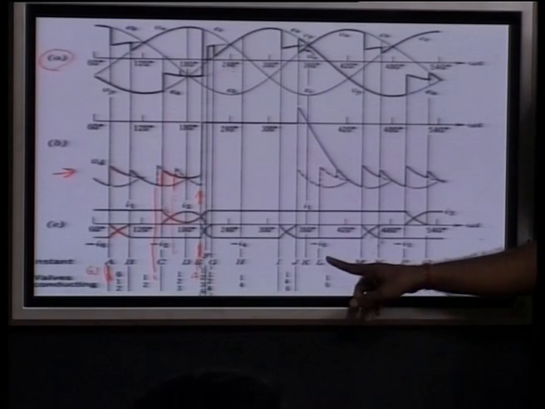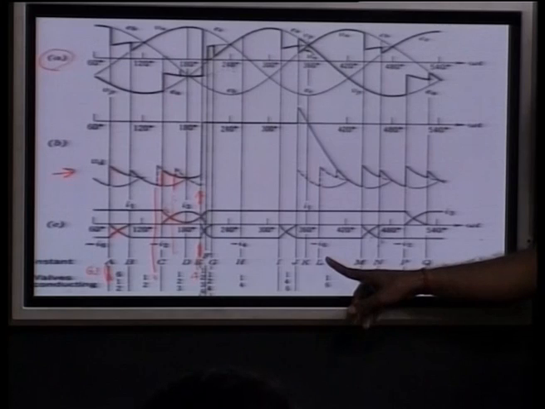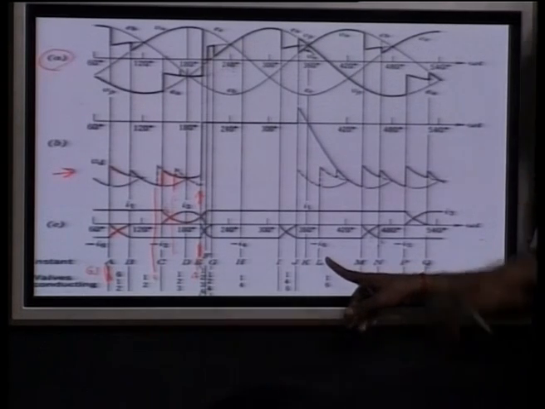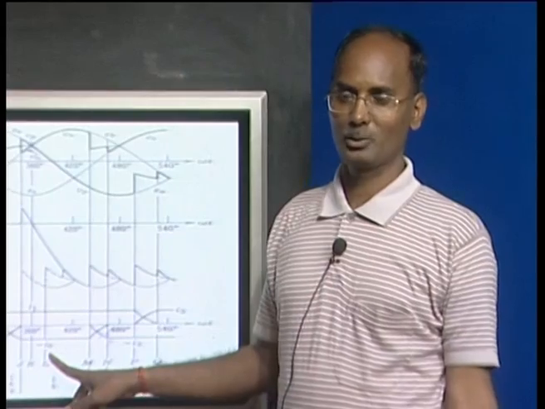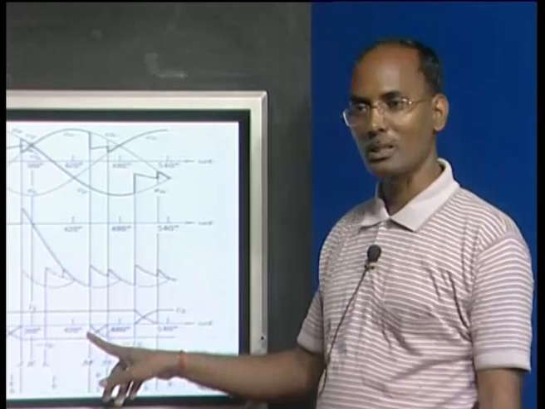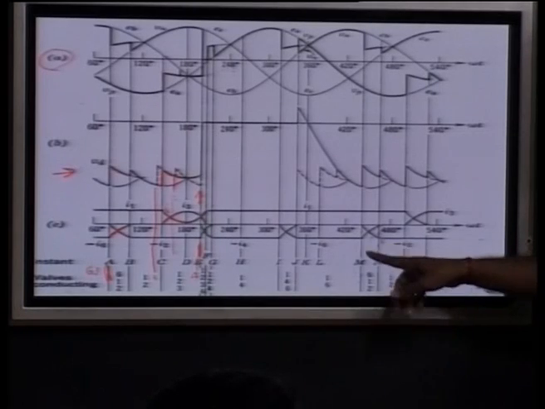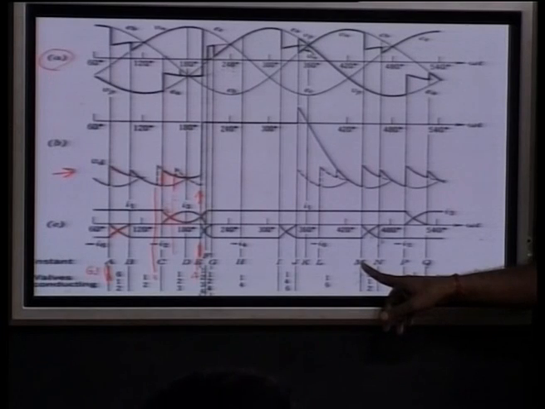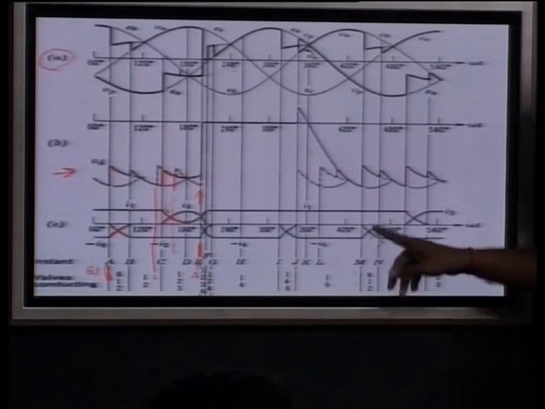Now at this point L, valve 1 turns on after valve 6, and 1 is already conducting, so it will conduct. So it is again continuing, and this 6 is also continuing. Now at this point M, this is turn off of valve 2, what happens?